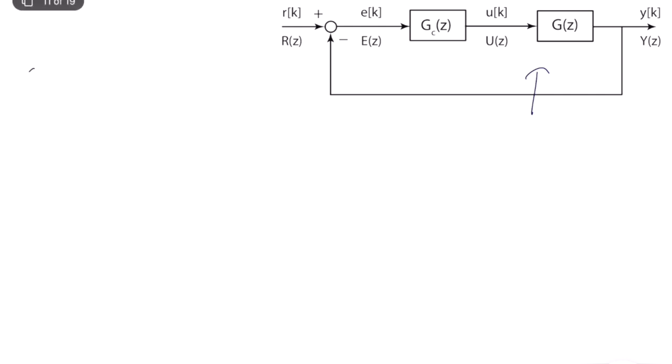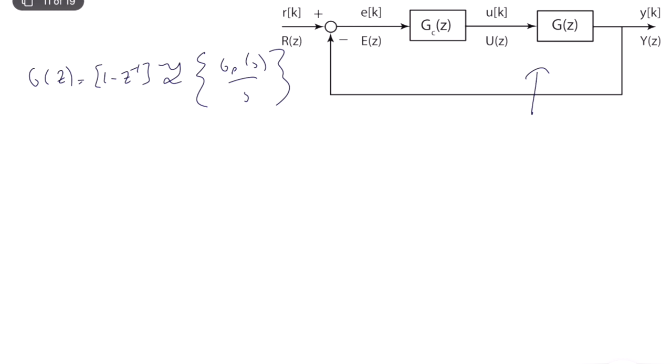And we know that G of Z is equal to 1 minus e to the power minus 1 times the Z transform of G plant of S divided by S. Okay. So as you can see, even if the concept can be a little bit complicated, the process is not that hard. We should be careful with the sampling, zero-order holds, and other kind of details.